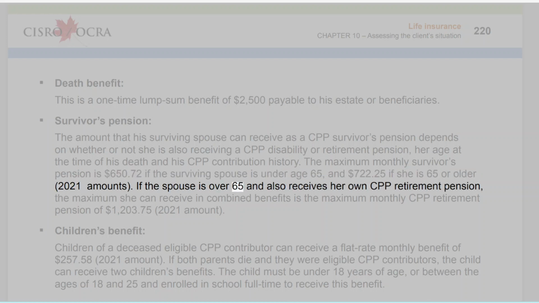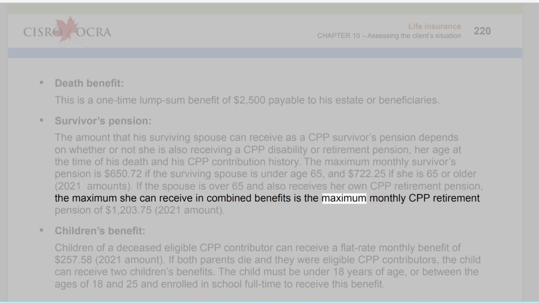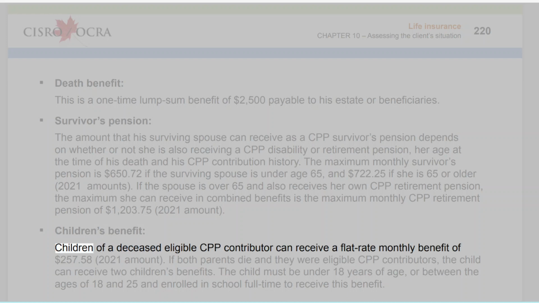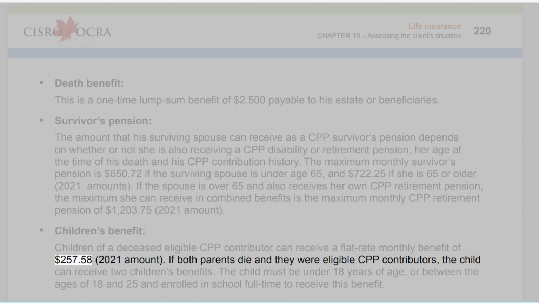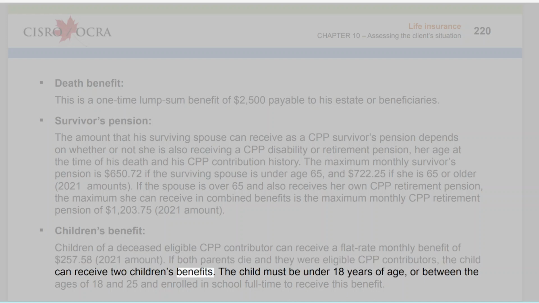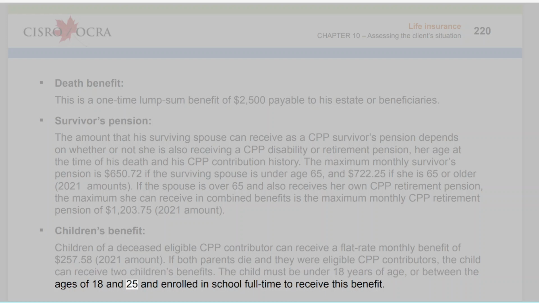If the spouse is over 65 and also receives her own CPP retirement pension, the maximum she can receive in combined benefits is the maximum monthly CPP retirement pension of $1,203.75, 2021 amount. Children's benefit. Children of a deceased eligible CPP contributor can receive a flat rate monthly benefit of $257.58, 2021 amount. If both parents die and they were eligible CPP contributors, the child can receive two children's benefits. The child must be under 18 years of age, or between the ages of 18 and 25 and enrolled in school full-time to receive this benefit.